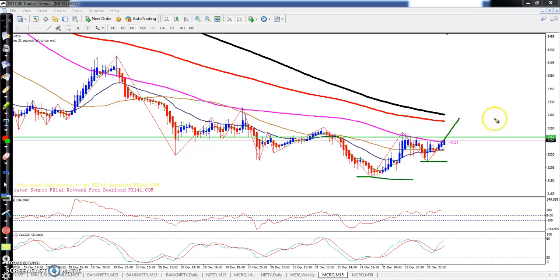So I think it will go up to this level, around the 3300 level. I think this is the resistance. After that, it will again start falling. So when you get the opportunity to enter around 3300, you go for short and keep your SL just above the 200 moving average, and target will be just near the previous lower point, right?